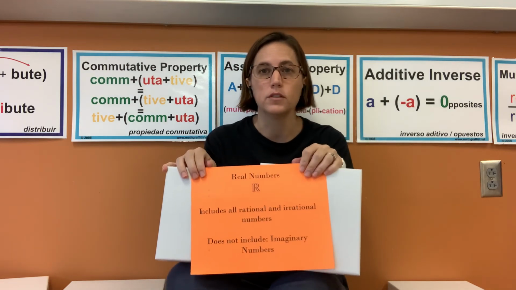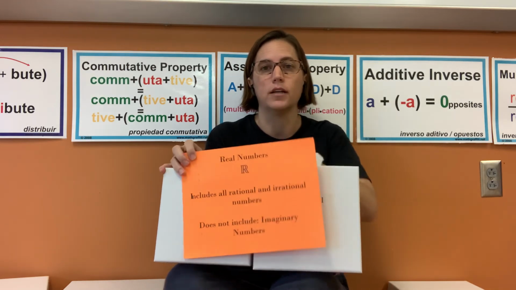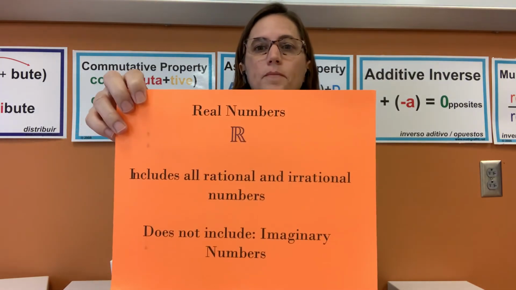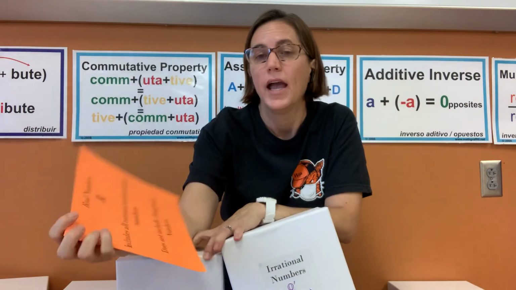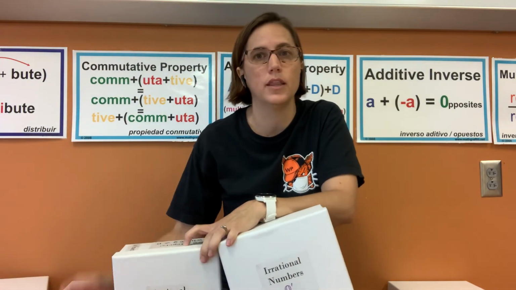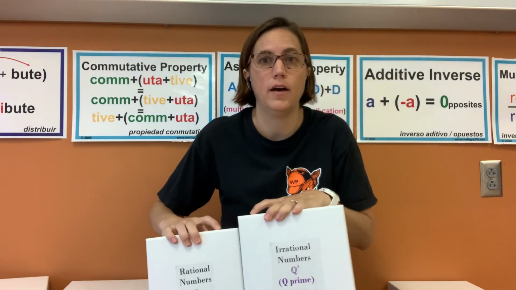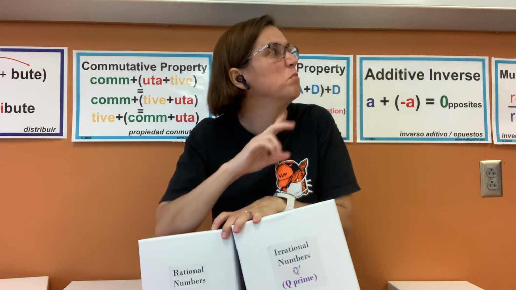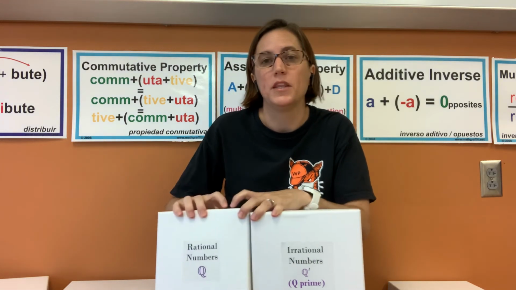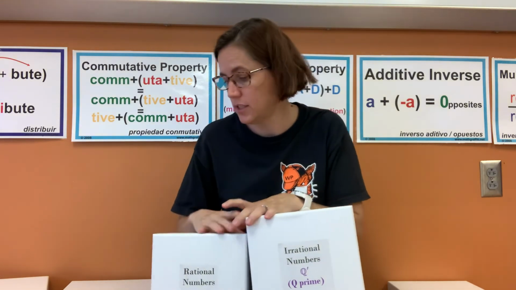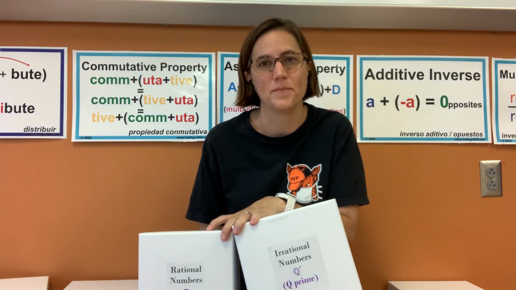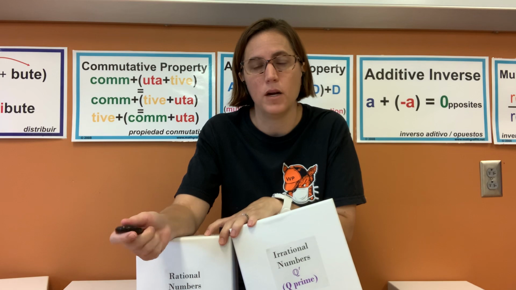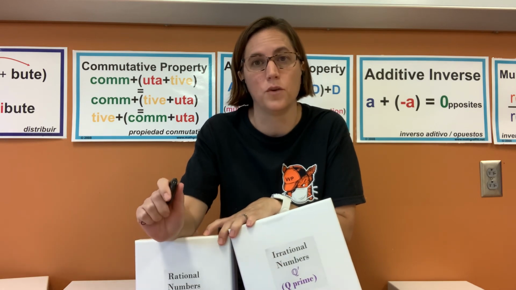So the real numbers is that capital R with the double strike through. I'll hold it closer so you can see it. And it includes rational and irrational numbers. It really includes everything that you have learned about so far. The thing it doesn't include is just our imaginary numbers, which we're going to learn about this year. And that is it for our system, our development of our system of real numbers.